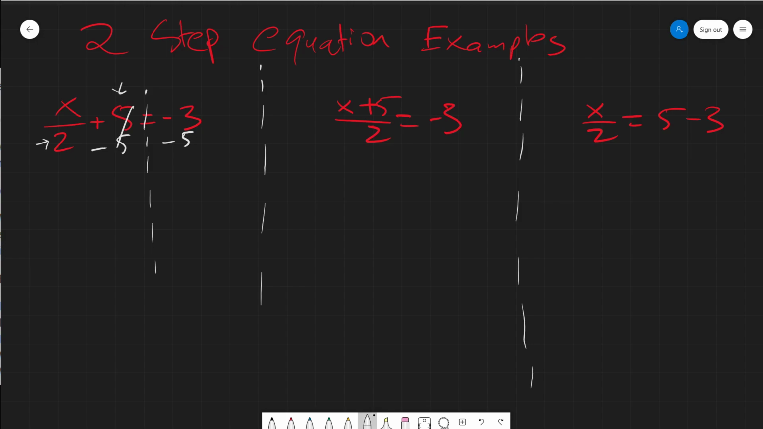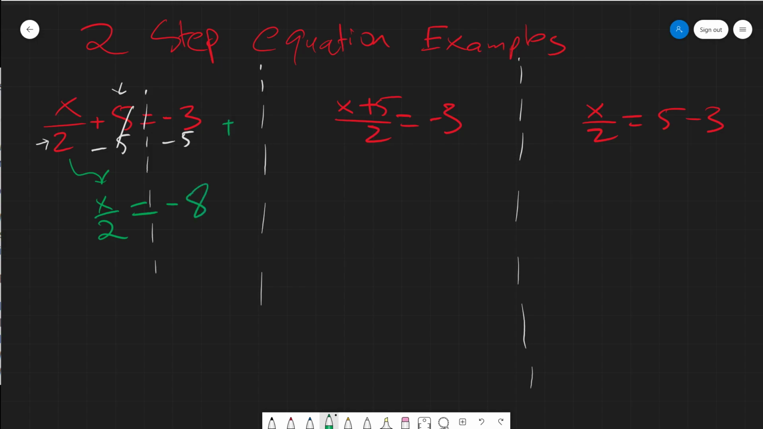Let's flip this to green. So I still have, I'm going to bring down my x over 2, but I have a 0 now, so I don't need to write that. Same sign, so I'm going to add them and keep the sign.